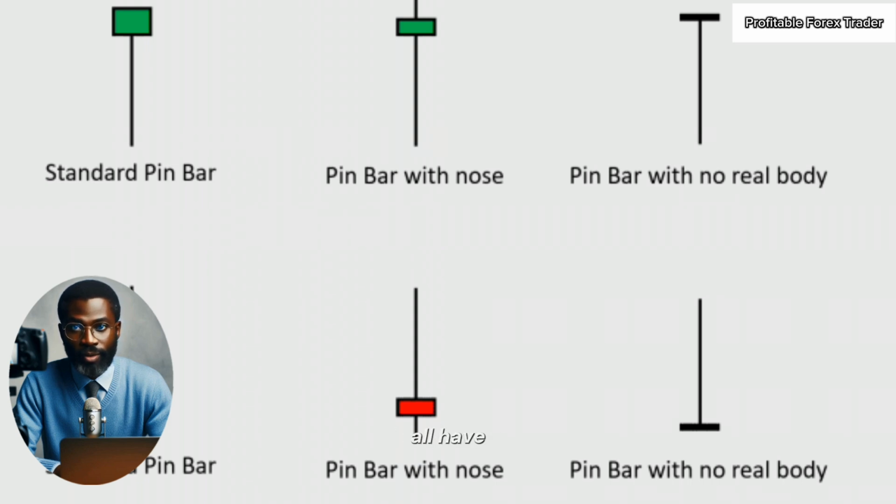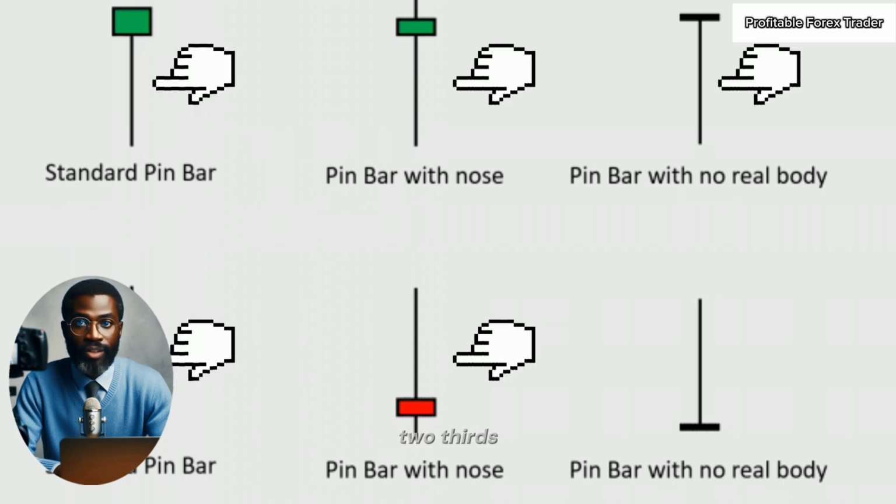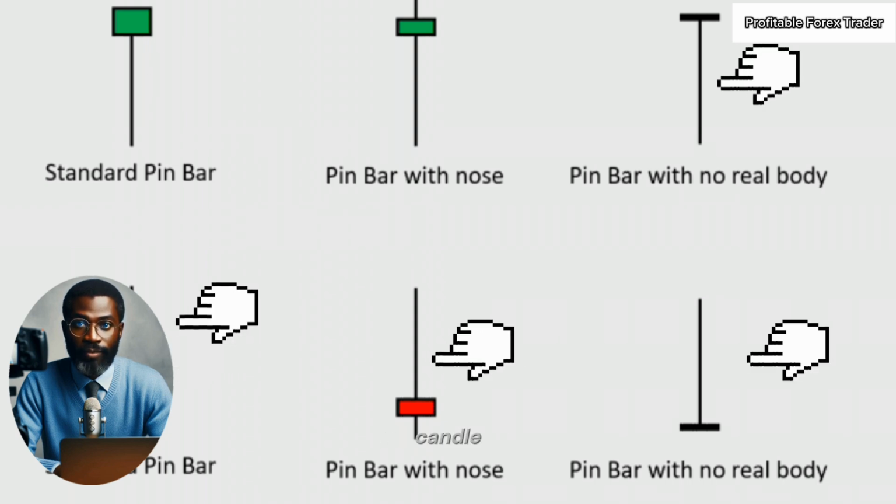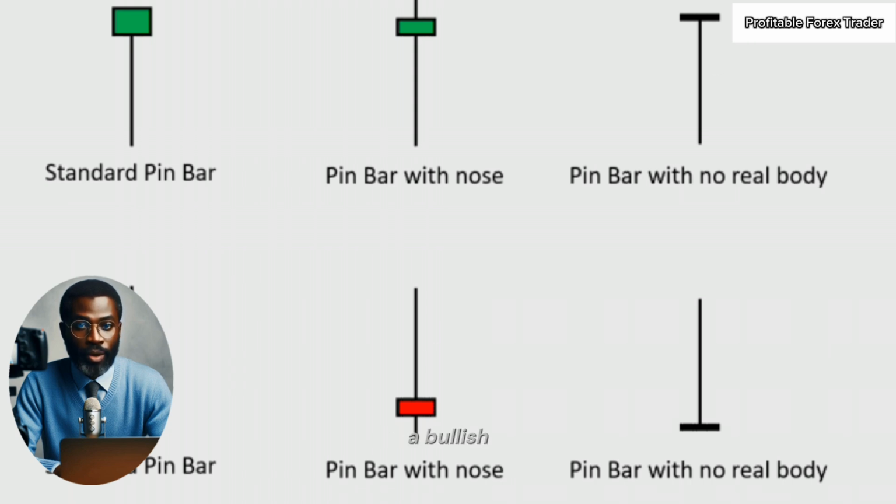First, they all have small bodies. In some instances, like one of the examples shown, the body is virtually non-existent, because the opening and closing prices are the same, resulting in the body being just a single line. Another key feature of these candles is the long lower shadow, which makes up about 2/3 of the entire range of the candle. When these conditions are met, we have what is known as a bullish pin bar.